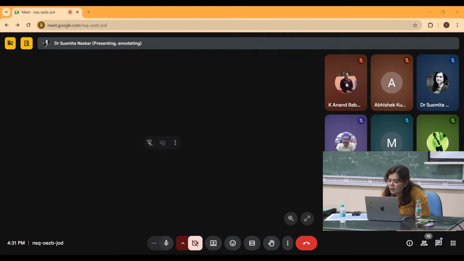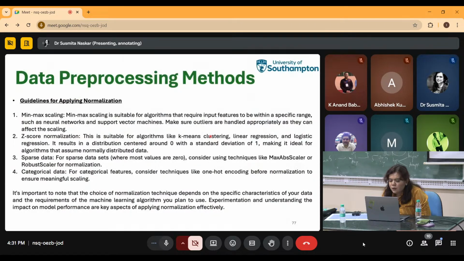And then another important factor is categorical data. So what if we have categorical data? For categorical features, you will often need to apply techniques like one-hot encoding, right, before normalizing the data, so that scaling remains meaningful and does not introduce any kind of outliers or bias.